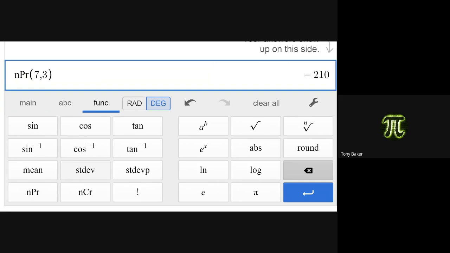The bigger number always has to go first. Because it's basically called 7 choose 3, and I can't do 3 choose 7 because I didn't have 7 to choose from. So that's how you do the order. So the bigger number will always be first in both cases that we're going to look at.